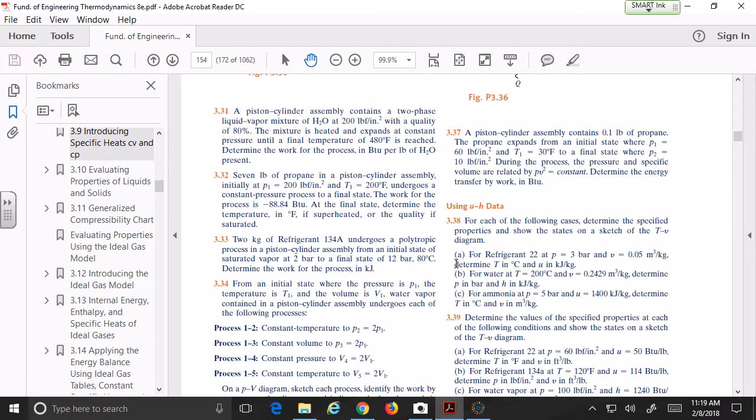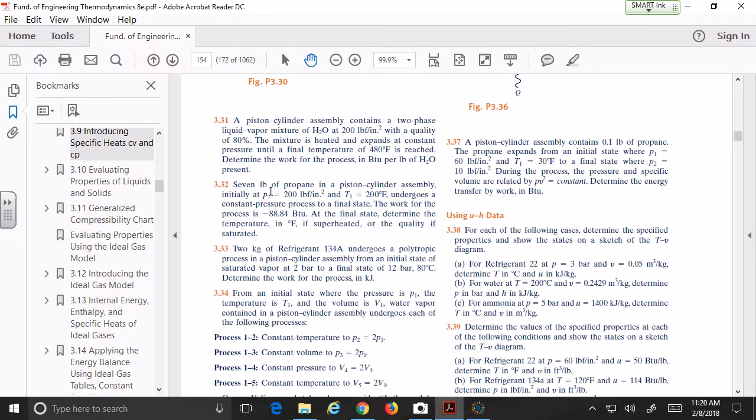Like they give the work as a minus number. Is that because they're going by the textbook equation? Yeah. So you want to do this one? So we can look at that. All right, so let's do 332.